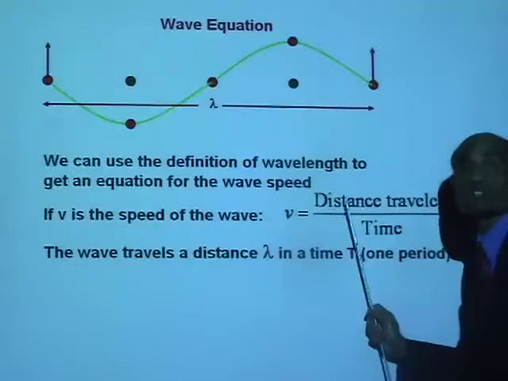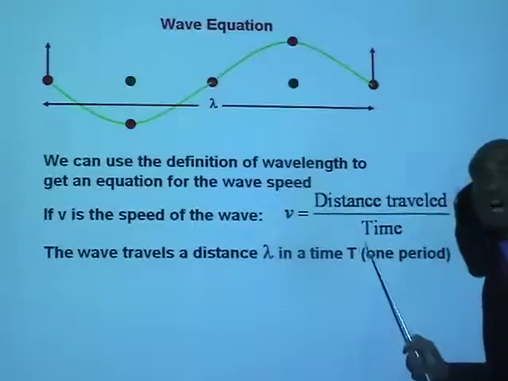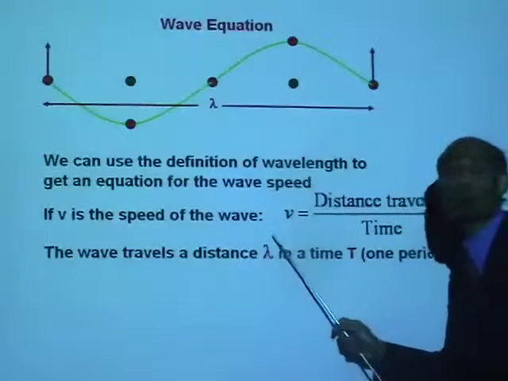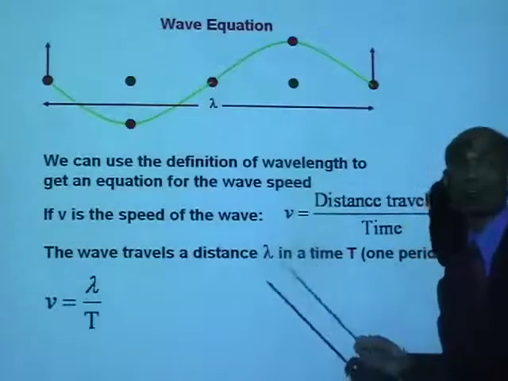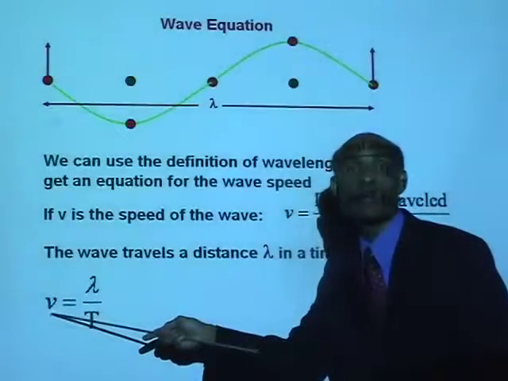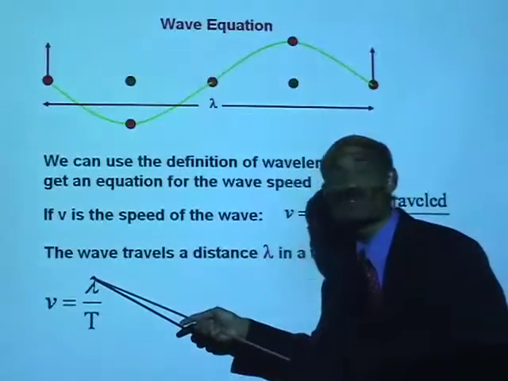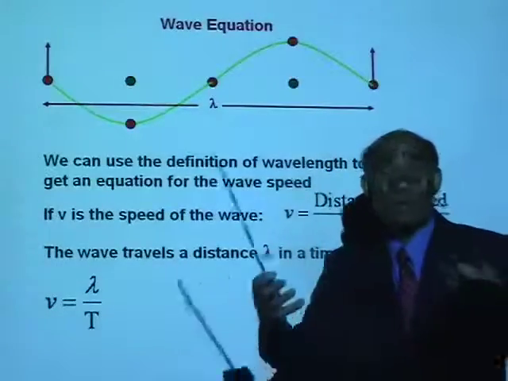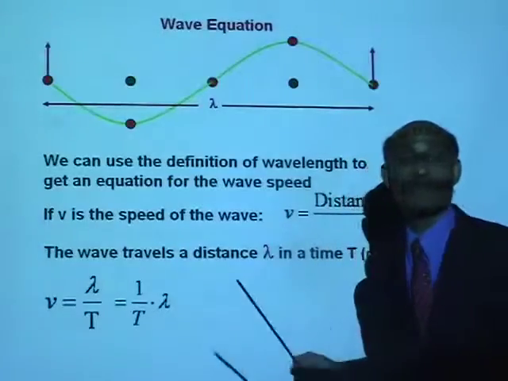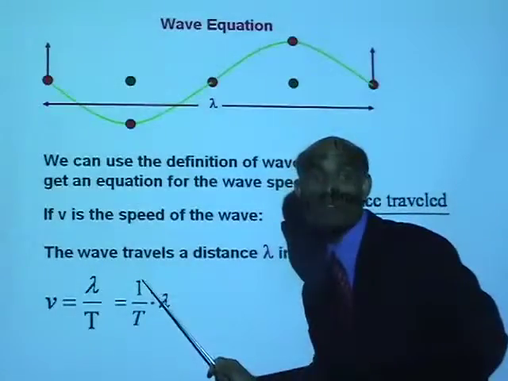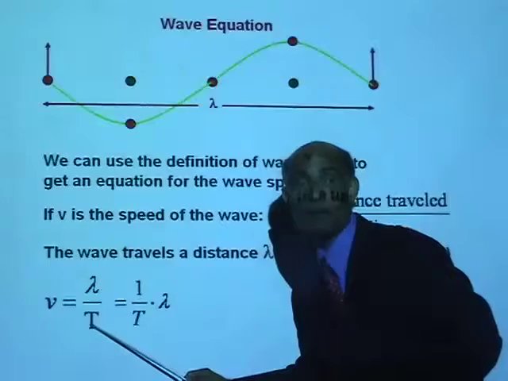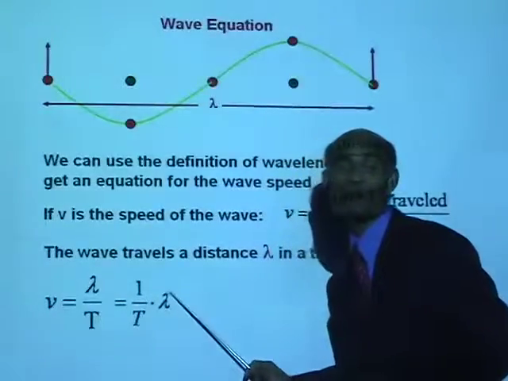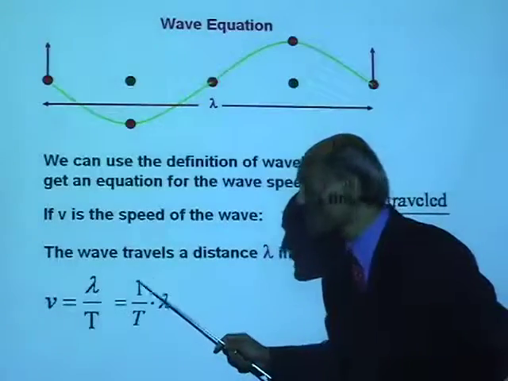So in this equation, if I replace the time by one period, this distance then becomes the wavelength lambda. So we can say v, the wave speed, equal to wavelength divided by the period. You see how we obtained the wave equation. And now, look at the way I wrote it. Lambda divided by T is the same as 1 over T multiplied by lambda. Now why did I write it that way?